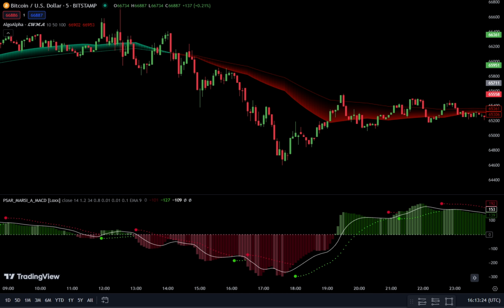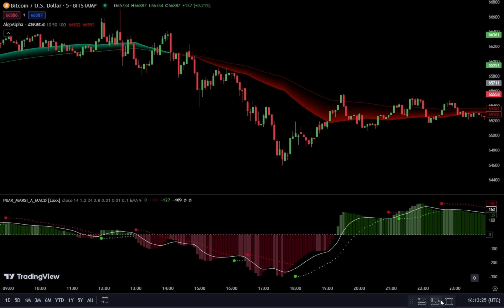How to place a sell order. If the Liquidity Weighted Moving Average indicator is red, it indicates a bearish trend. In this case, your main focus is finding the best point to place a sell order. Ensure that the bars of the Parabolic SAR-Marcy Adaptive MACD indicator are red or below the zero line. After that, wait for a sell signal from the Parabolic SAR-Marcy Adaptive MACD indicator.